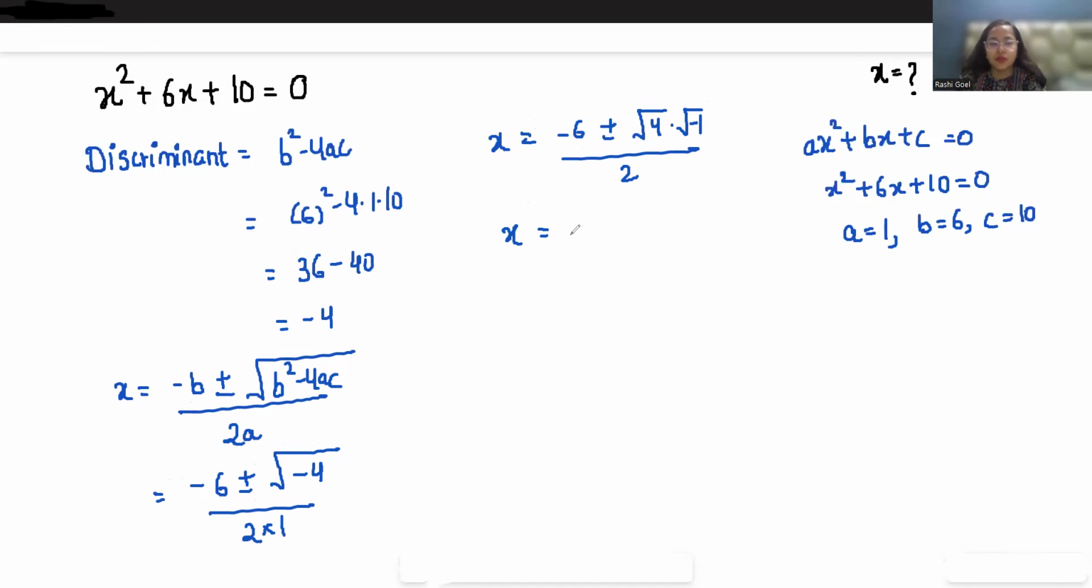x is equal to minus 6 plus minus root 4 is 2, and root minus 1 is iota, by 2. So iota represents the imaginary root. So x is equal to, if I take 2 as common from the numerator, minus 3 plus minus iota by 2. We can cancel out. So x is equal to minus 3 plus minus iota.